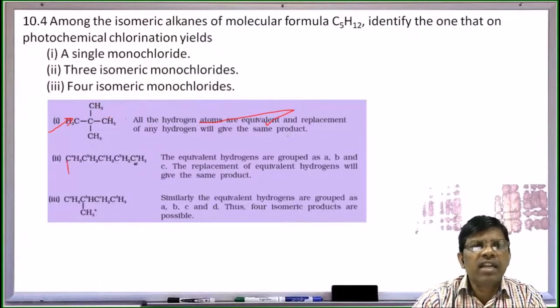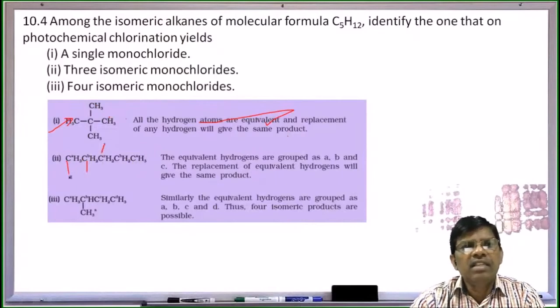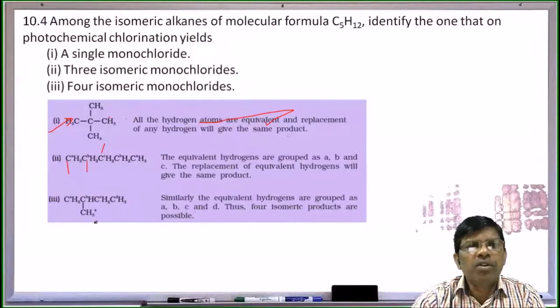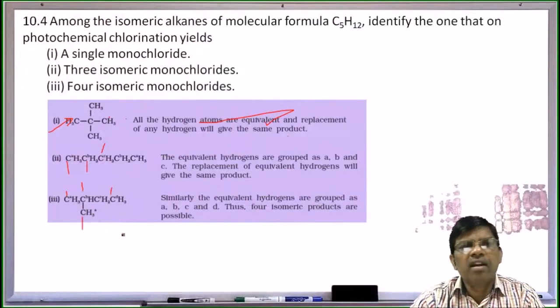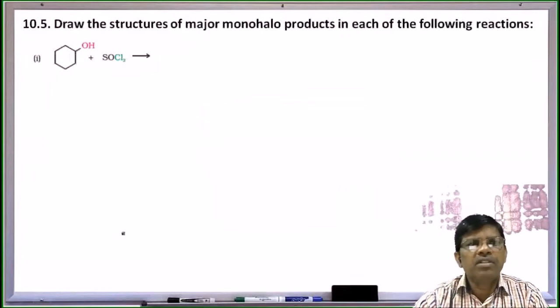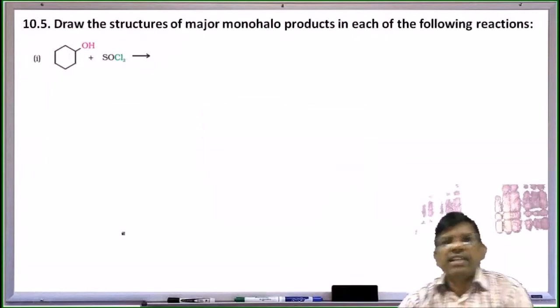So this is one type. Yes. So this is secondary and this is secondary. So these 3 chlorine compounds are different. When it comes to 4 isomeric monochlorides, this is one type, right? This is another compound, and this is another compound. 4 isomeric compounds. So let us concentrate here, students.